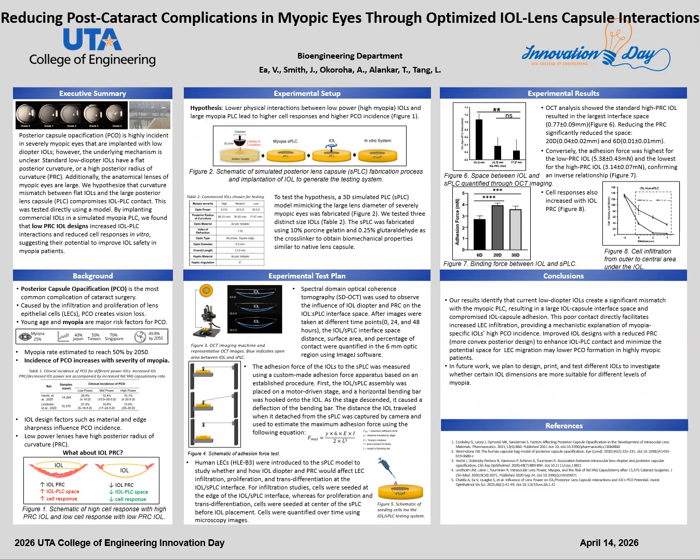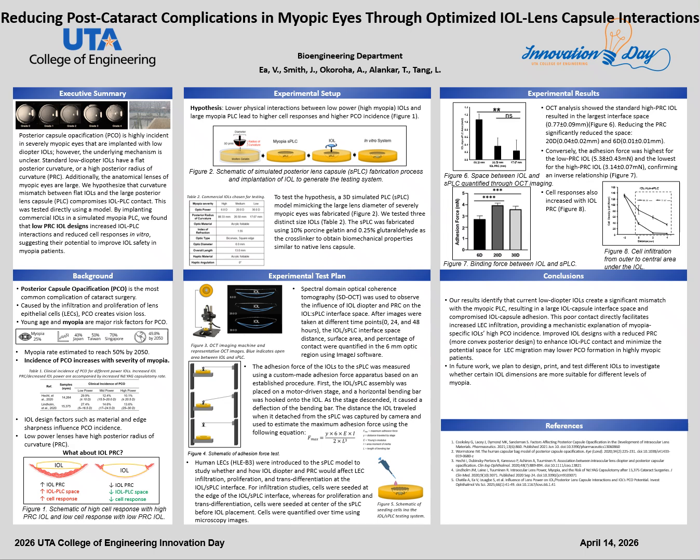So, how can we as engineers design an improved device to combat this issue? There are several design factors that influence PCO incidence, such as material and edge sharpness. Well, it turns out that patients with myopia receive these low-power IOL implants, which are much flatter than the normal lenses. So these IOLs have what are called a high posterior radius of curvature.